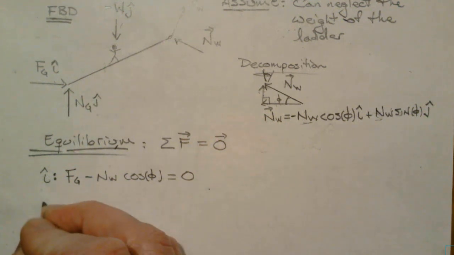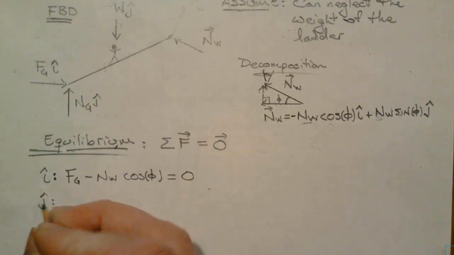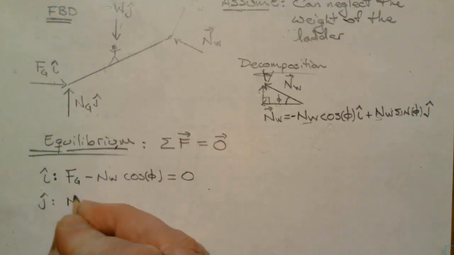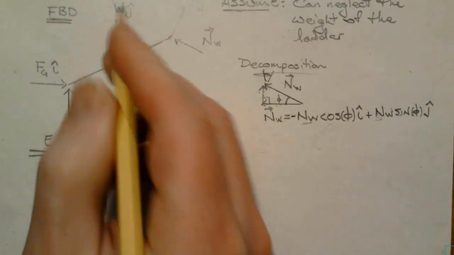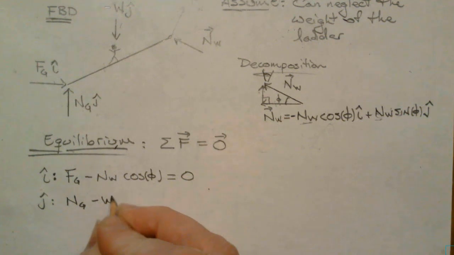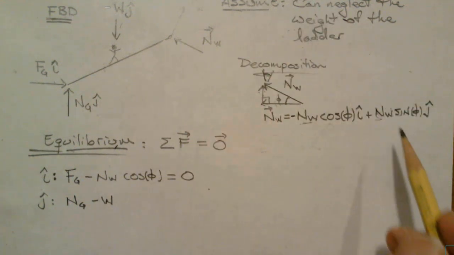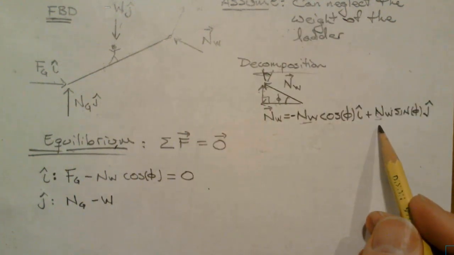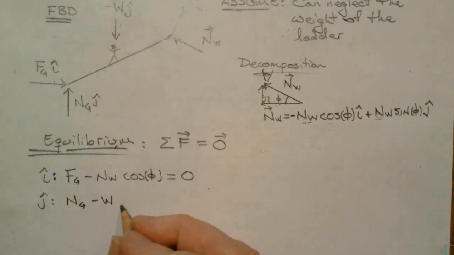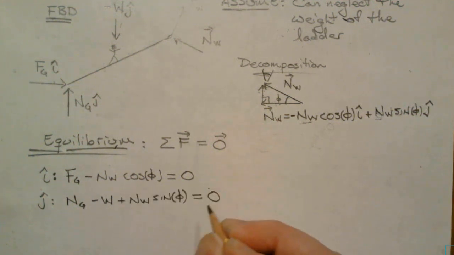Right? And then I do the same thing for the j hat direction. I've got the normal force from the ground. I've got weight, so minus W in the j hat. And then I also have NW sine phi. And that has to add up to 0. Cool, so there are my equilibrium conditions as I have them so far. So let's think about this. Where are we going with this?